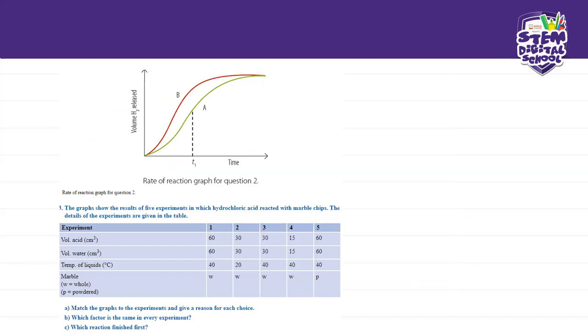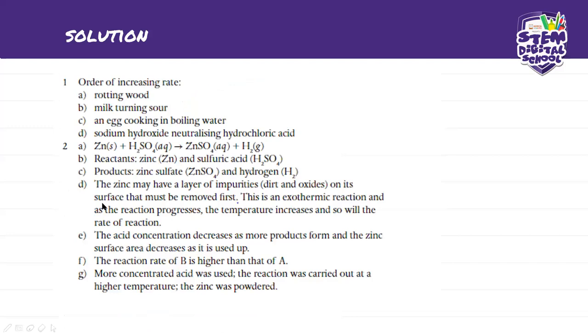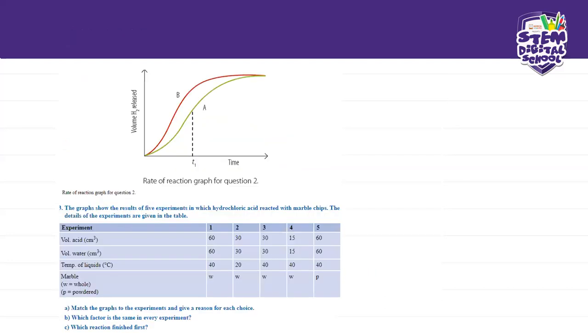Okay. So this is nothing new. It says here, the zinc may have a layer of impurities, dirt, and oxides on its surface that must be removed first. This is an exothermic reaction, and as the reaction progresses, the temperature increases, so will the rate of reaction. So we always know that in the first part, the reaction rate usually is much faster and increases drastically because there is a lot of reactants still present. But here they say the zinc may have a layer of impurities that must be removed first. So this is an exothermic reaction. As the reaction progresses, the temperature increases, and so will the rate of reaction. Okay. I hope that makes sense.